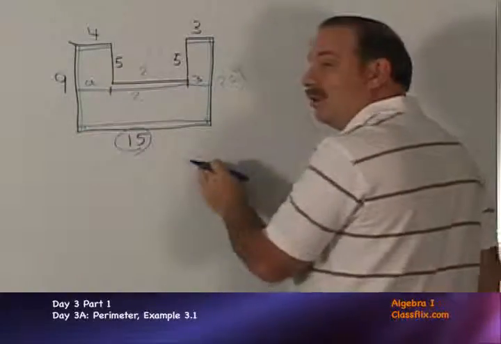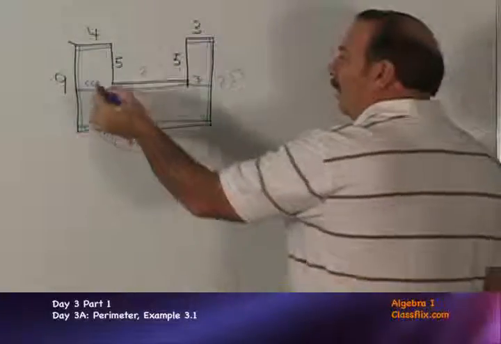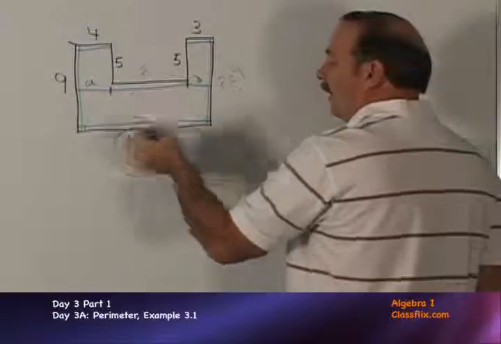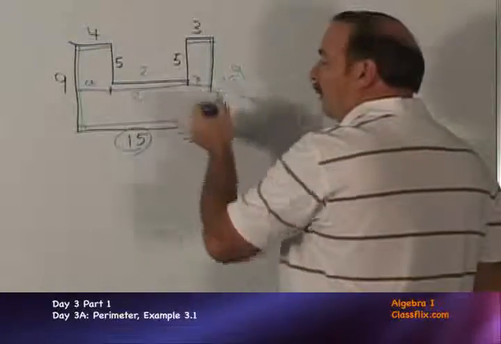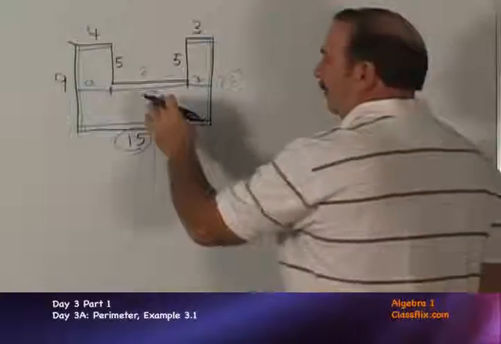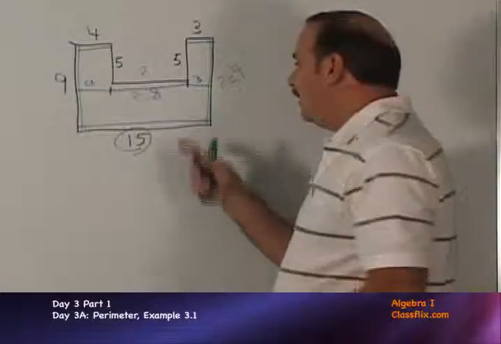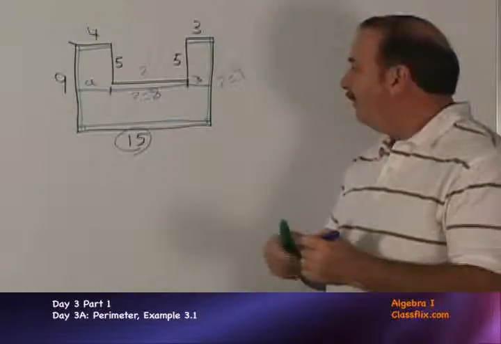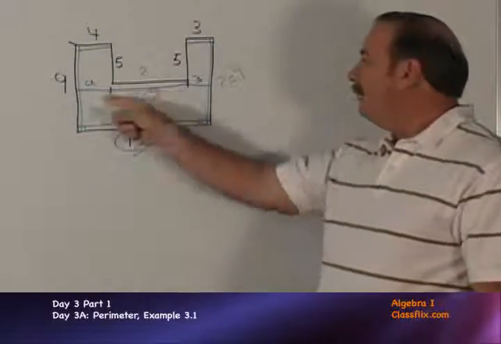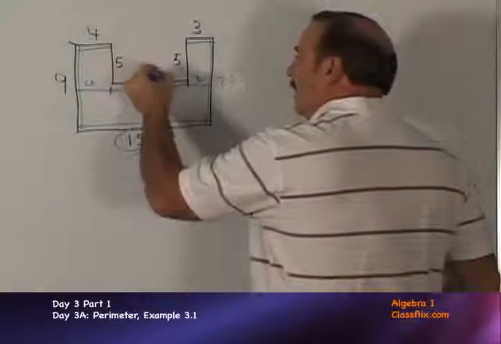That's why they're giving you the measure of this one, so that you can figure out what the measure of these are. Well, what number can I add to 4 and 3 that will add up to 15? 4 and 3 add up to 7. Only an 8 will work. 8's the only number that I can add to the 4 and the 3 that would make it add up to 15. So this line segment here is 8.